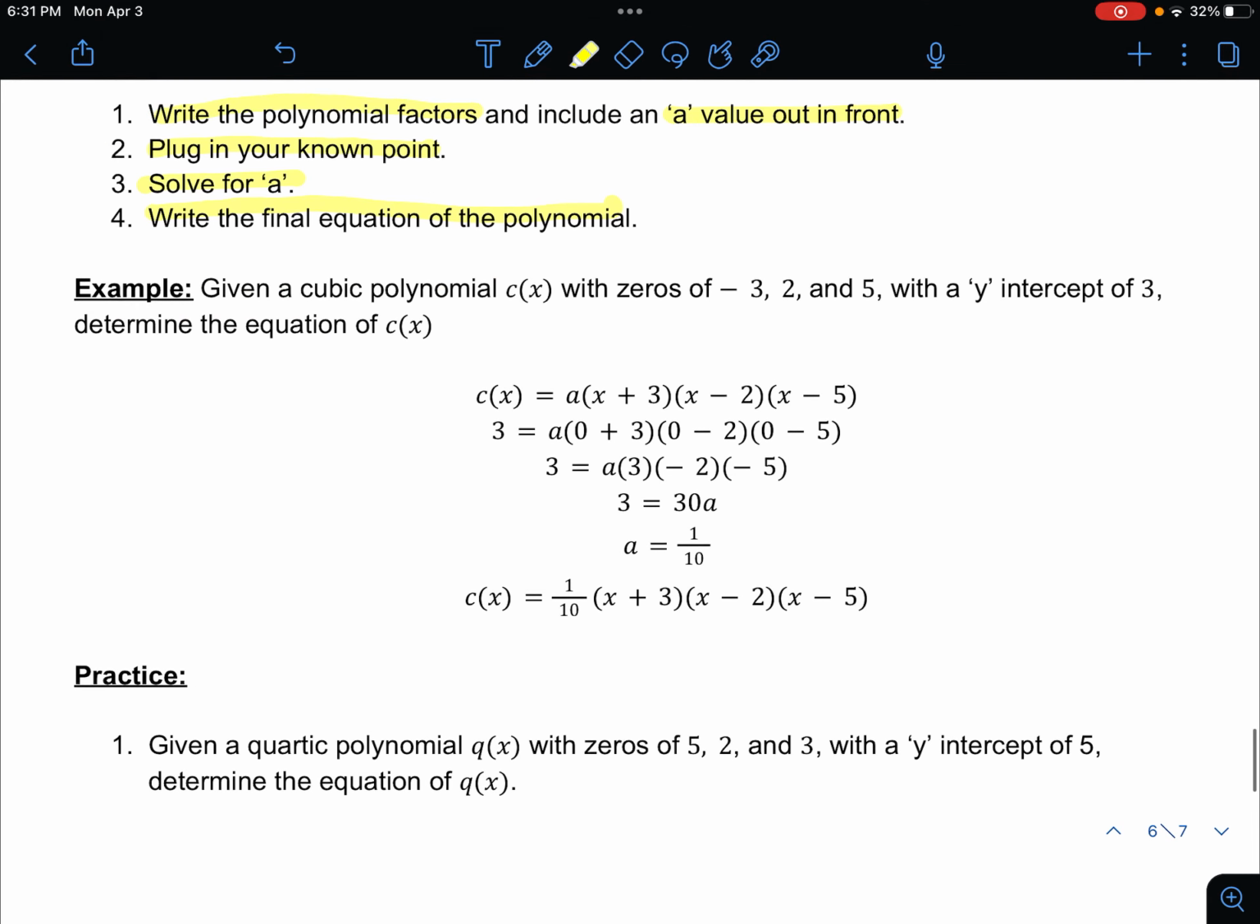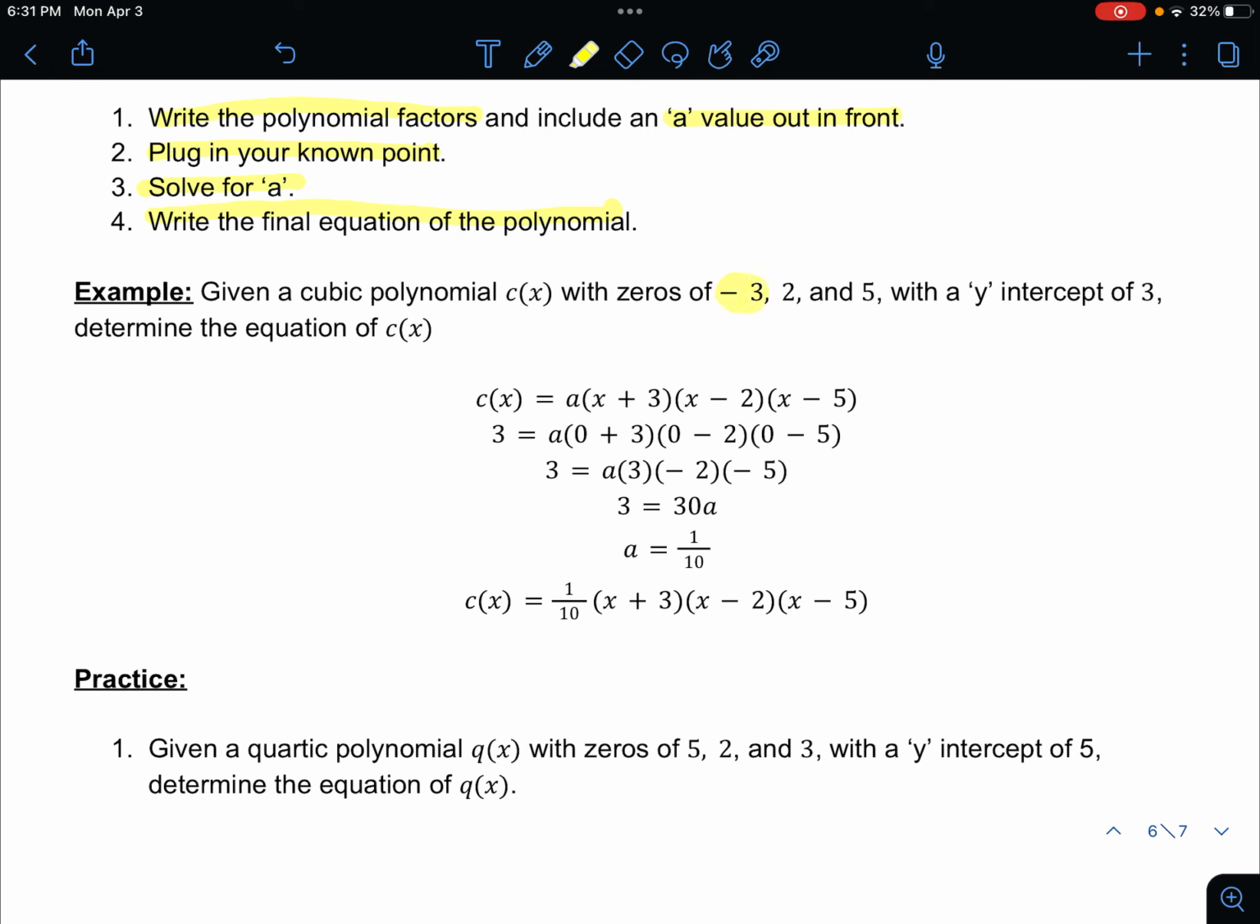So an example here, given a cubic polynomial with zeros of -3, 2, and 5, and a y-intercept of 3, determine the equation of this polynomial. So step one is we write the three factors. Those come directly from these zeros. X plus 3 gives us a 0 of -3. X minus 2 gives us a 0 of +2. X minus 5, +5. And then we put an a value out front because we're trying to figure out, well, what's our multiplier, stretch factor, shrink factor? How do we really make this polynomial unique?